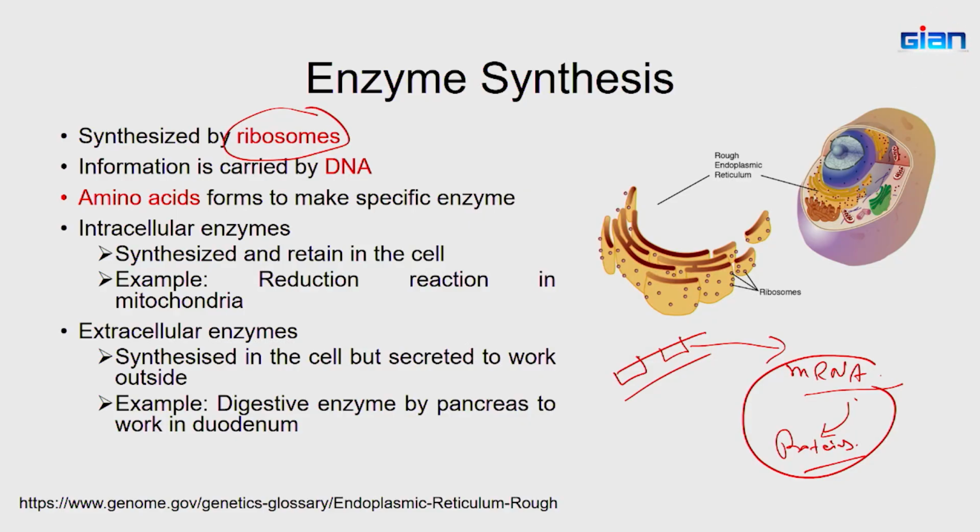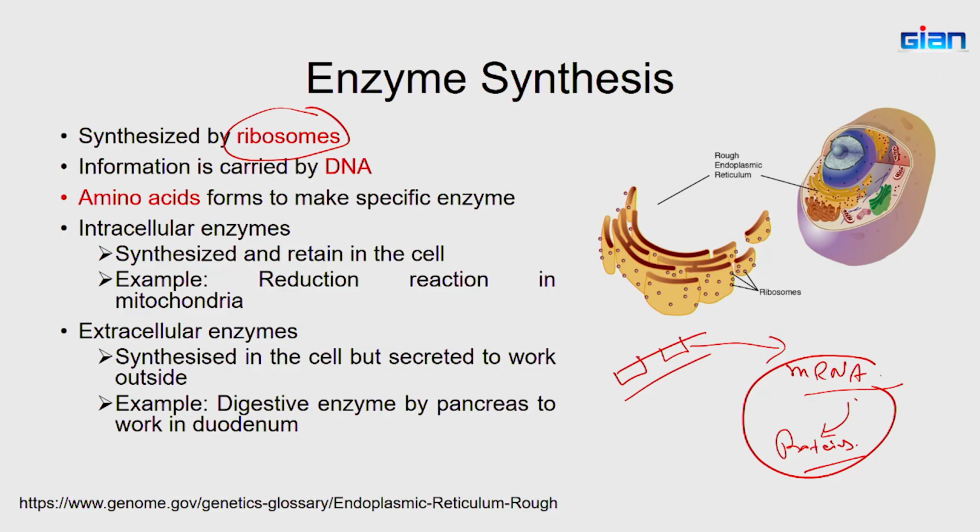Now the information is carried by the DNA, which is clear, and the amino acids form to make the specific enzyme. So the sequence of the amino acids that we are going to work with will define the type of enzyme that we are going to have. Now there are intracellular enzymes and extracellular enzymes. Intracellular enzymes are synthesized and retained within the cell. An example of those would be the reduction reactions in mitochondria, so some of the reductases that are generated there.